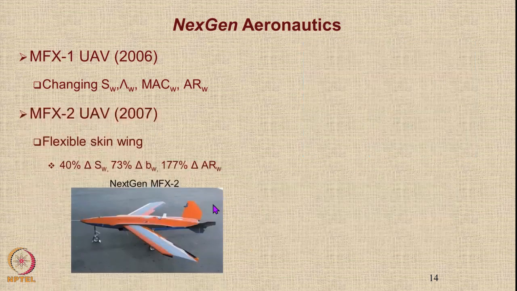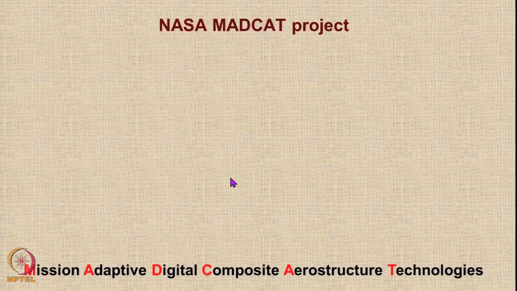So, this is an example of how the aircraft can have two different sweep positions and also a slight increase in area. The MFX-2 UAV, which came the next year, had a flexible skin wing. It was seen that around 40% change in the wing area, 73% in wingspan and 177% in the aspect ratio was obtained in this particular aircraft. NASA is currently working on a project called the MADCAT project, which stands for Mission Adaptive Digital Composite Aerostructure Technologies.